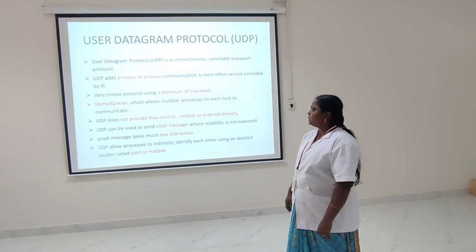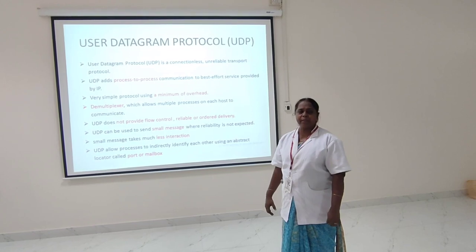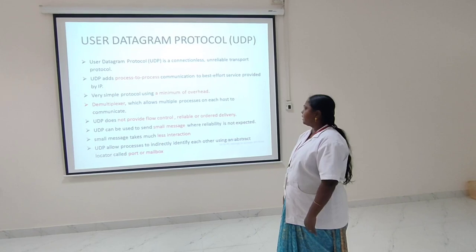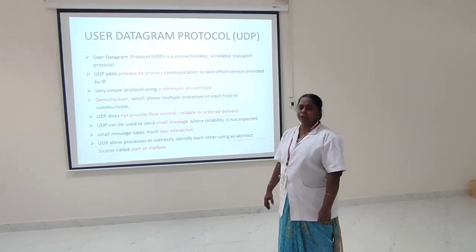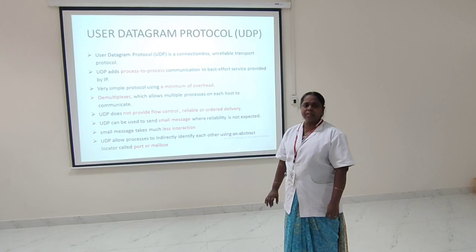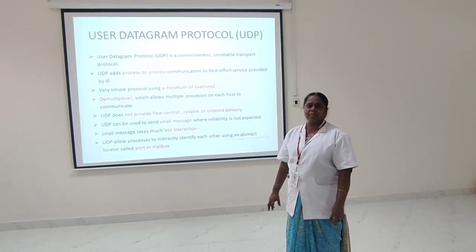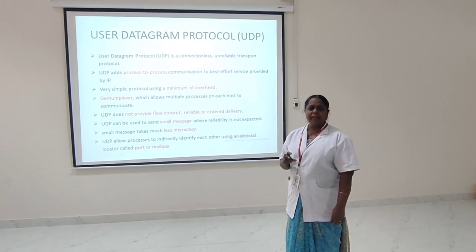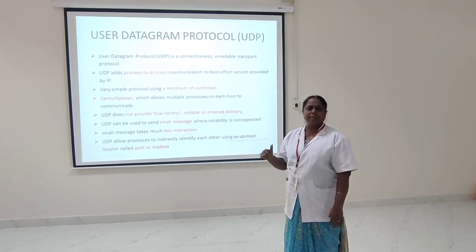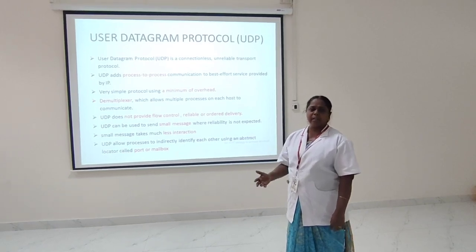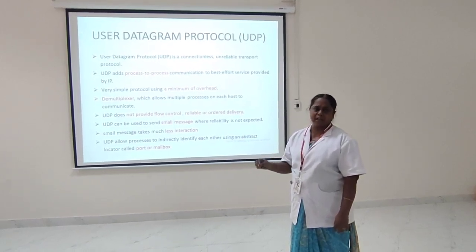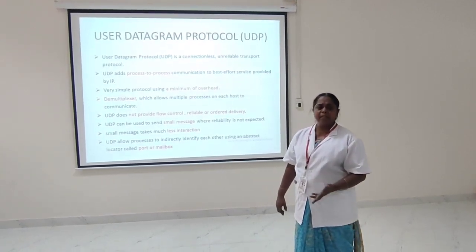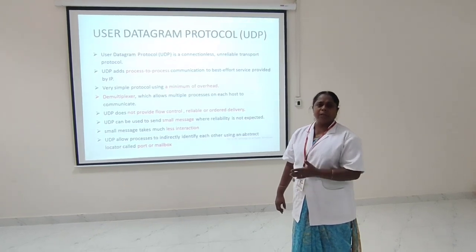Next, User Datagram Protocol. Today I am going to explain the first protocol, User Datagram Protocol. User Datagram Protocol is a connectionless, unreliable transport protocol. Connectionless means that if a packet is sent from one host to another host, the packet will be sent in the network without a connection, so there is no need for the end host to be connected. Unreliable means that the packet is sent to the address even if the host is not connected.